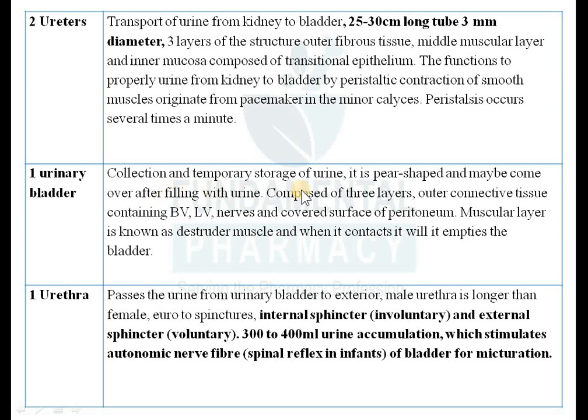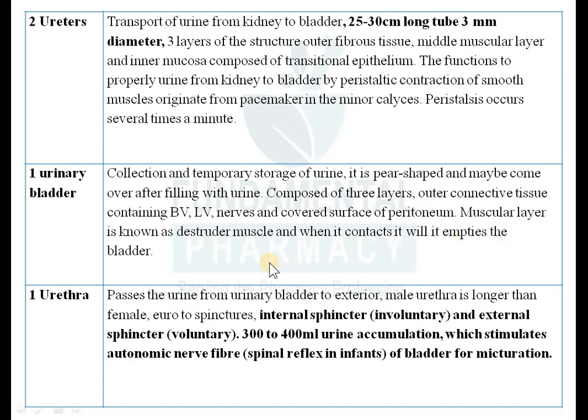So collection and temporary storage of urine. The function of bladder is collection and temporary storage of urine. It is pear shaped and sometimes after filling, this bladder may become oval shaped. Okay, so it is pear shaped, but after filling the urine, it becomes oval shaped. It is composed of again three layers. Outer is fibrous connective tissue. Middle is a muscular layer and inner layer is again mucosa.